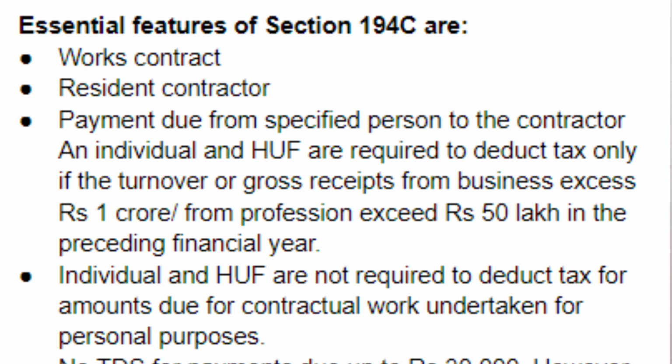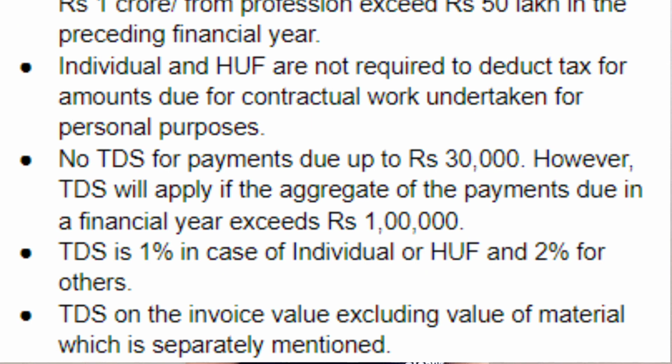In a case where the specified person making the payment is an individual or HUF, they need to deduct TDS only if the turnover or the gross receipts from their business exceed 1 crore or the gross receipts from the profession exceed 50 lakh in the preceding financial year. However, individual or HUF are not required to deduct TDS in case of personal payments. The threshold for TDS is Rs 30,000 per contract. However, if the aggregate contracts exceed Rs 1 lakh, a TDS is required.